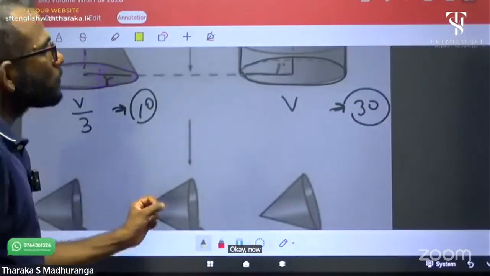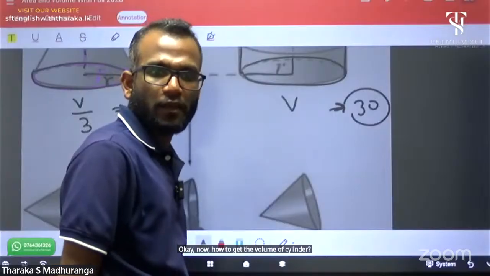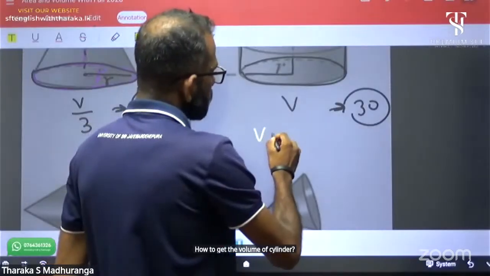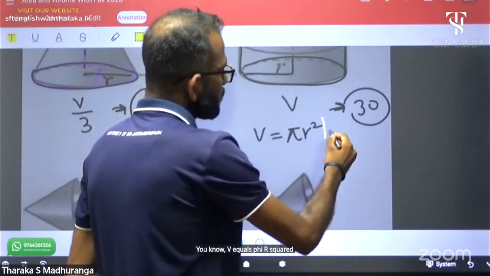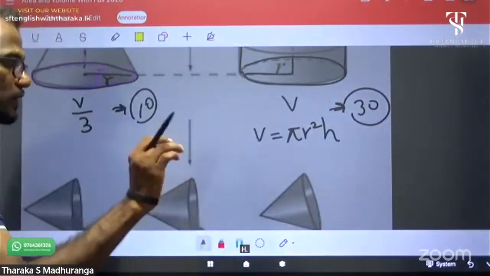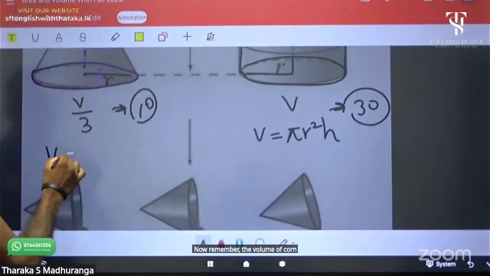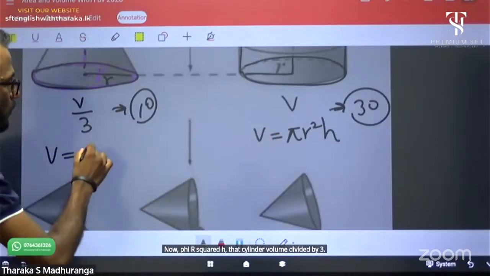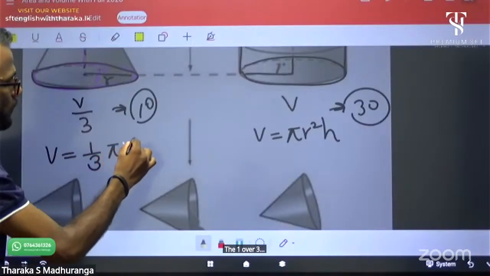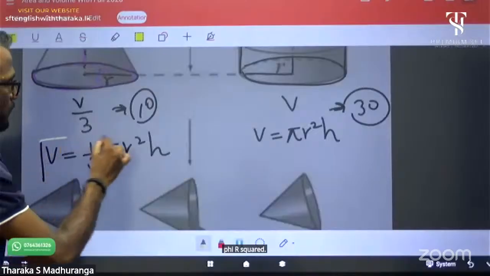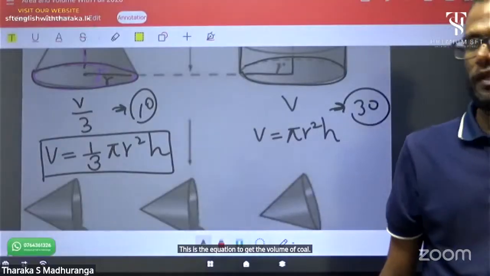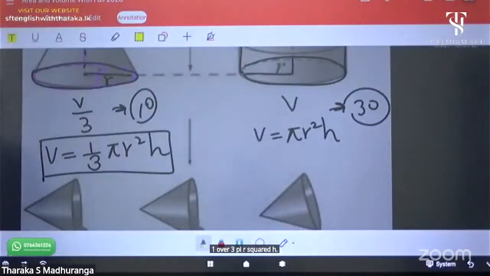Okay, now how to get the volume of cylinder? You know, V equals pi r squared h. So remember, the volume of cone is the cylinder volume divided by 3. Then it is 1 over 3 pi r squared h. This is the equation to get the volume of cone: 1 over 3 pi r squared h.